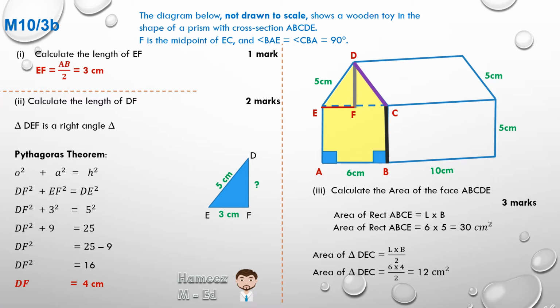So we got the area of the rectangle, 30 cm squared. We got the area of the triangle, 12 cm squared. So the area of the entire face, A, B, C, D, E, is 30 plus 12, which is equal to 42 centimeters squared.